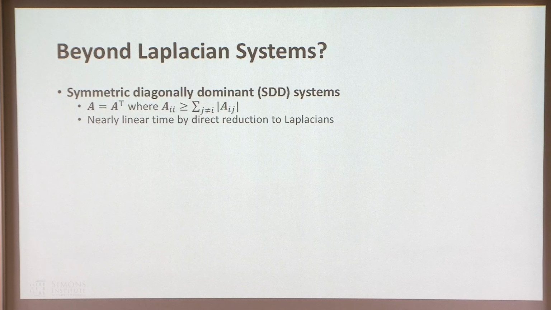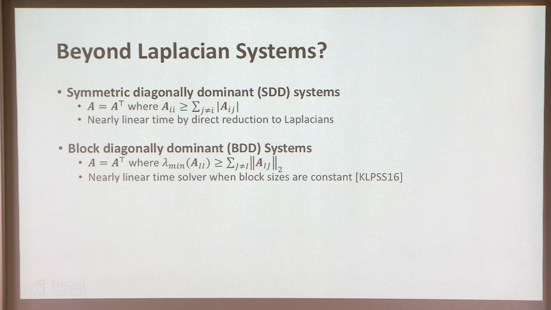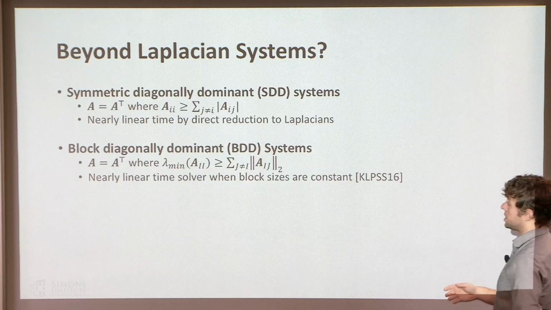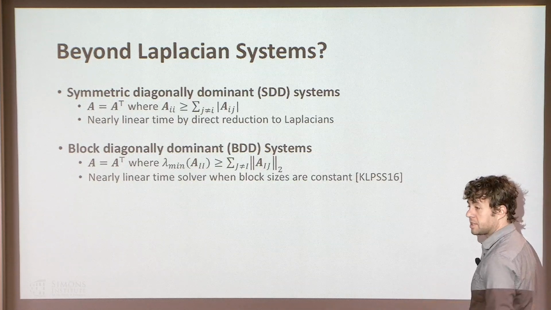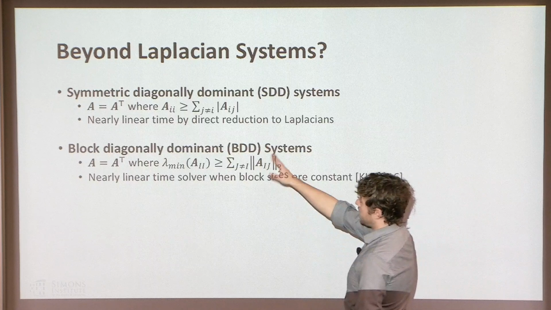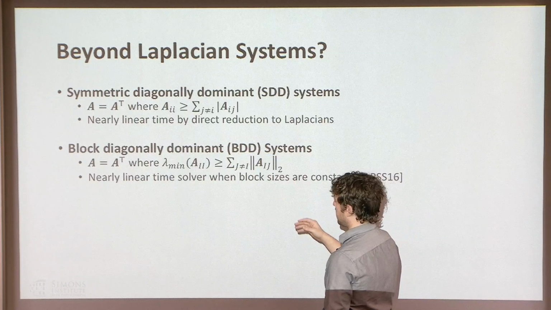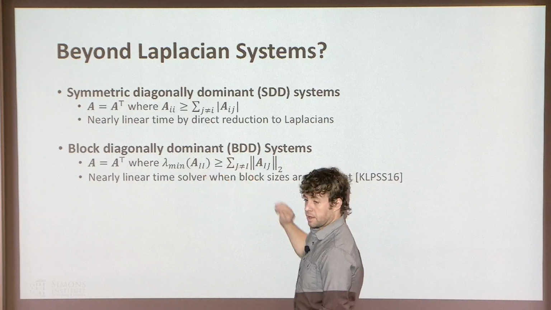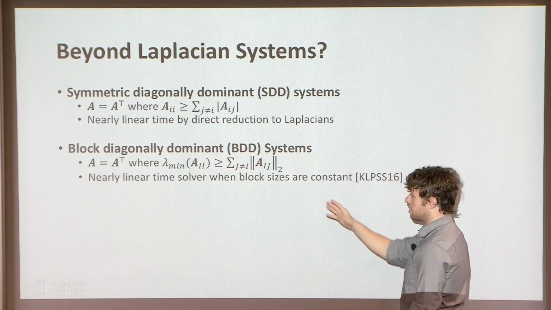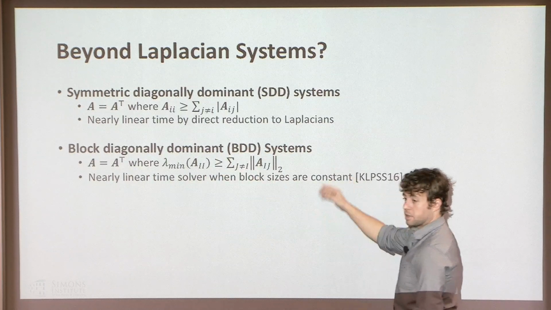There's also some really cool recent work showing you can generalize this to solving block diagonally dominant systems, where instead of having every diagonal entry larger than the sum of the absolute values in the corresponding row or column, you get a natural block analog of this. You can show you can still solve these in near linear time whenever the block sizes are small.